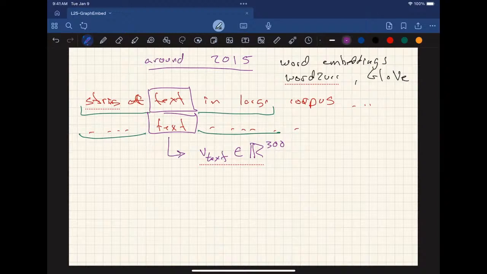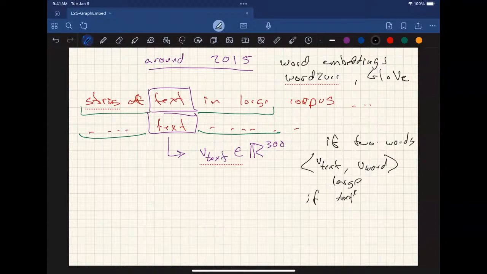Okay, and with the idea that if two words, let's say the text and the word, if they have this dot product, it would be large if the text and word had similar context. So that means their context, the green regions, right?